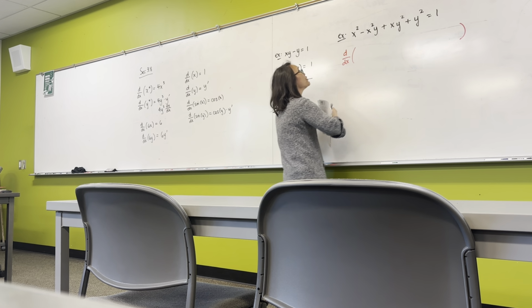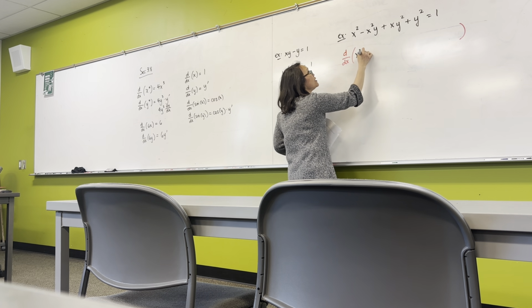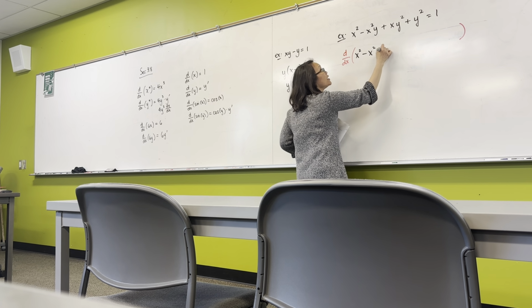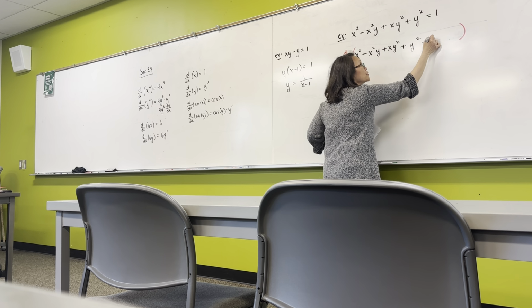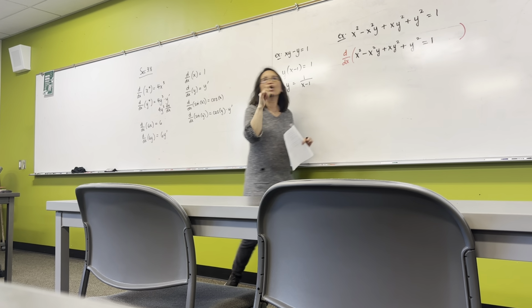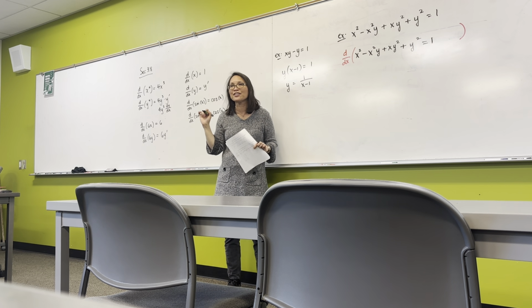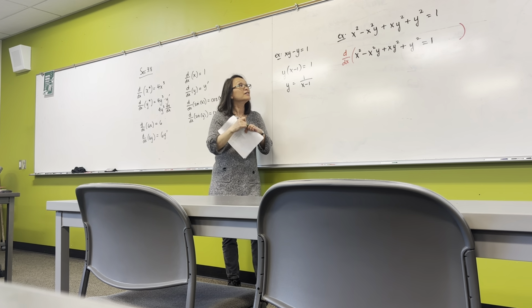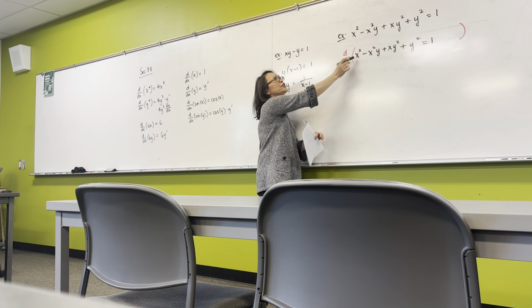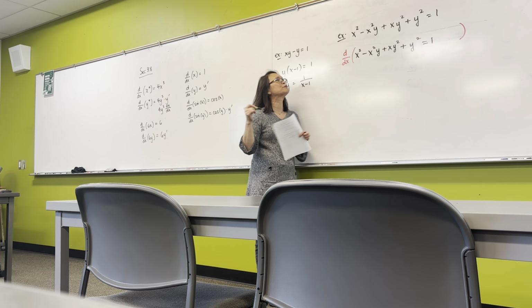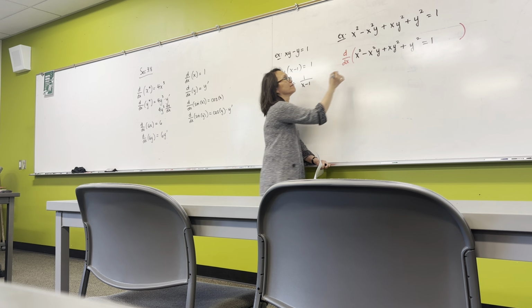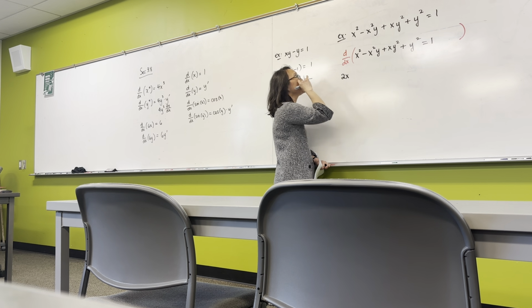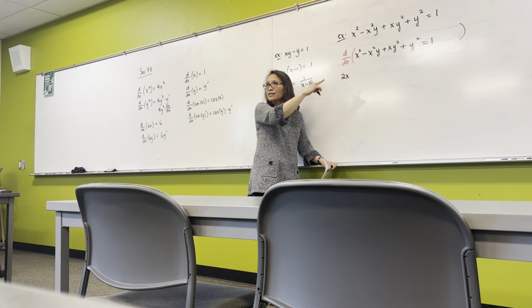All right, so this is what? x squared minus x squared y plus xy squared plus y squared equals 1. And term by term, I have to take the derivative with respect to x. So, starting with the first term, what's the derivative with respect to x of an x squared? 2x, okay, perfect. Then I have a minus sign, correct?